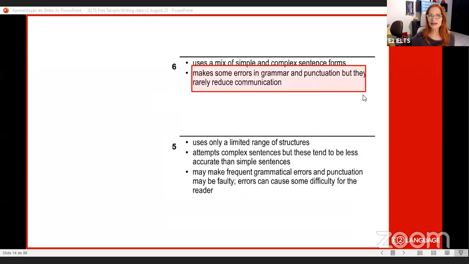Now, look what happens if you make some errors in grammar and punctuation, but they rarely reduce communication. You'll be down to a 6. So some is more than frequent. So on a scale, if you were putting it in percentage: some, frequent, majority. So now we know in terms of percentage what we're looking for.